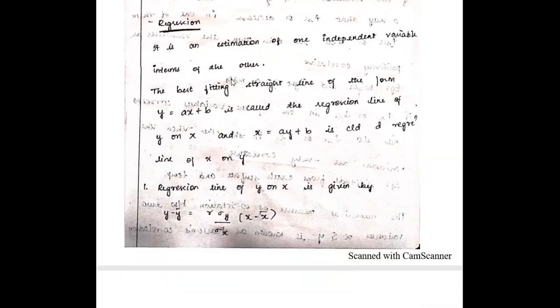Now coming to the second concept, regression. It is an estimation of one independent variable in terms of the other. That means if x and y are two variables and x and y values are given and you want to know the relation between x and y, it is given by regression. There are two kinds of regression lines. The first one is regression line of y on x and the second one is regression line of x on y.